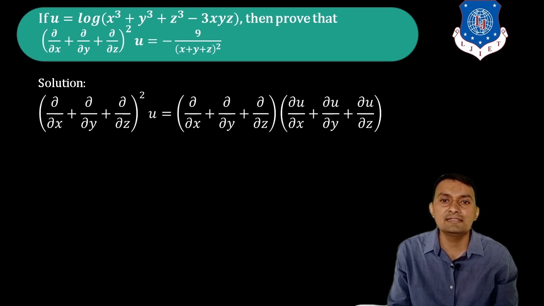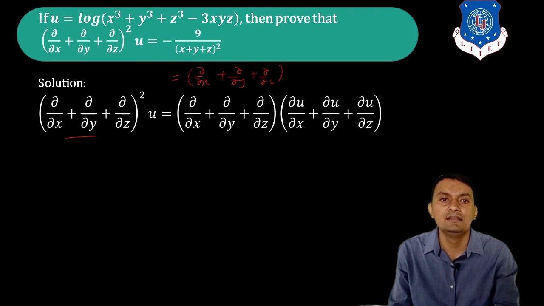So how can we solve the first question? Whatever we have in the LHS can be written as del by del x plus del by del y plus del by del z, represented two times. So I just say (del by del x plus del by del y plus del by del z) and again (del by del x plus del by del y plus del by del z) of u. Whenever I apply it to u, I get del u by del x plus del u by del y plus del u by del z.